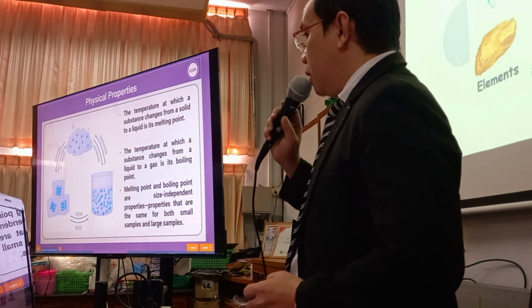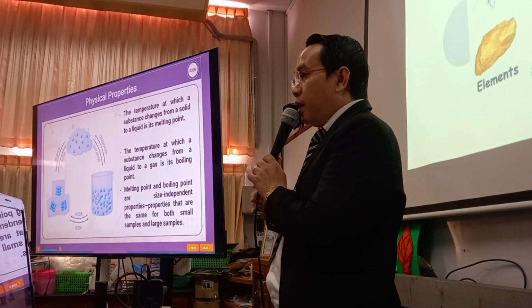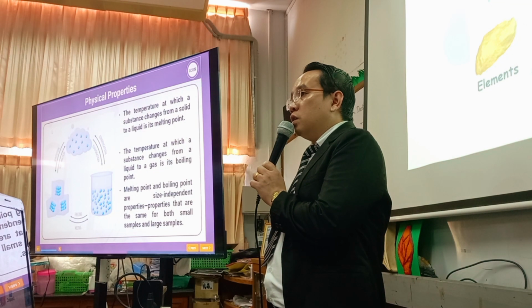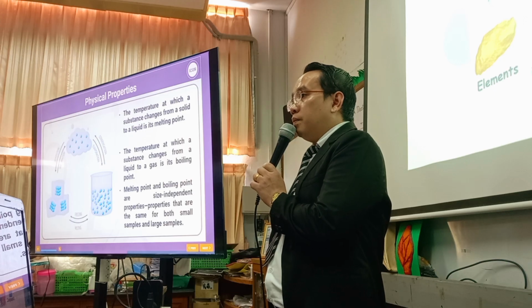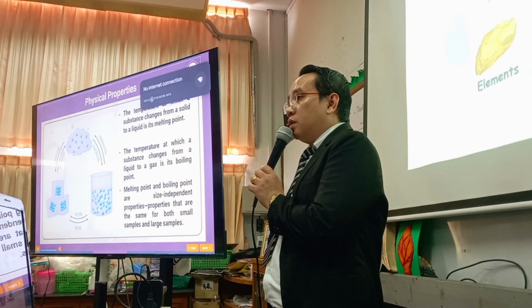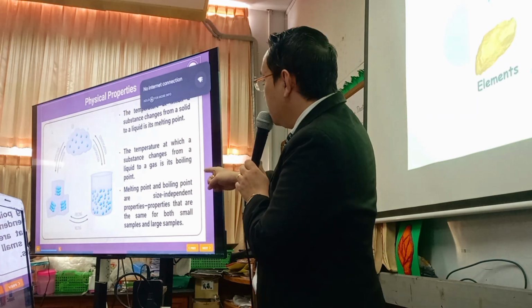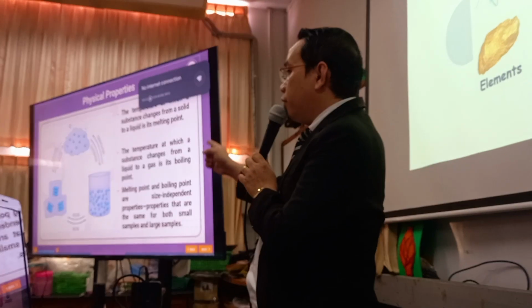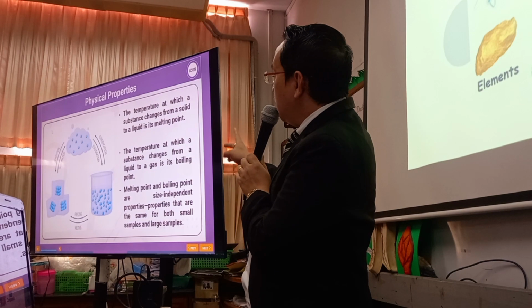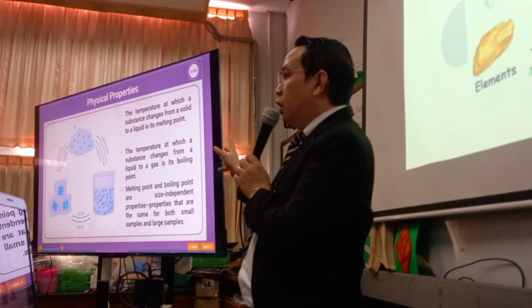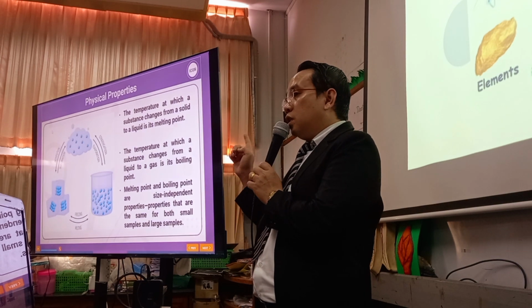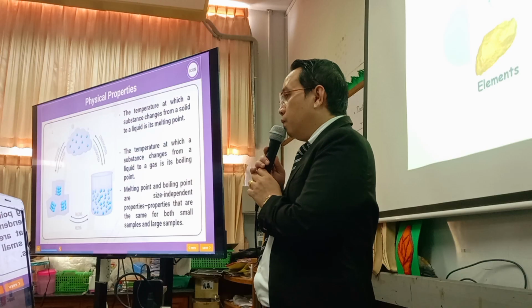So if you remember, guys, about the physical properties of matter, there are 6 important physical changes of states of matter. 1, freezing. 2, melting. 3, condensation. 4, evaporation. 5, deposition. 6, sublimation. Okay?